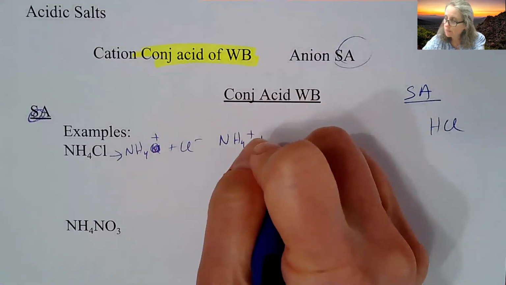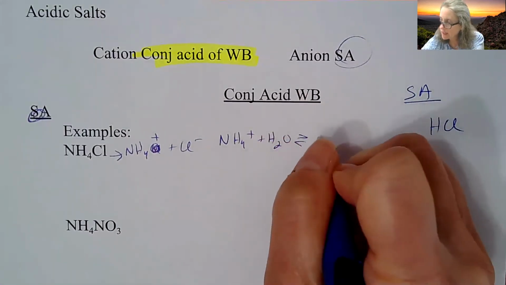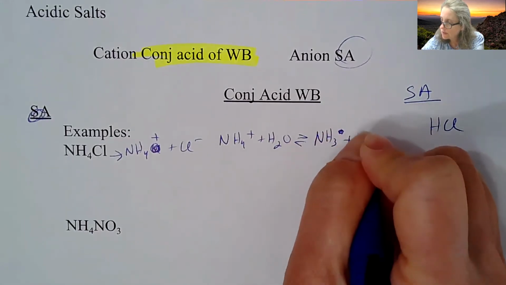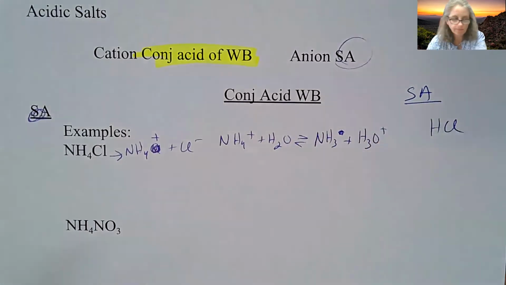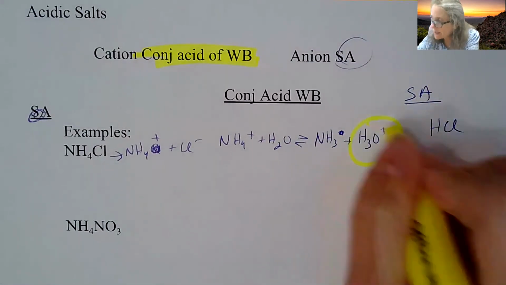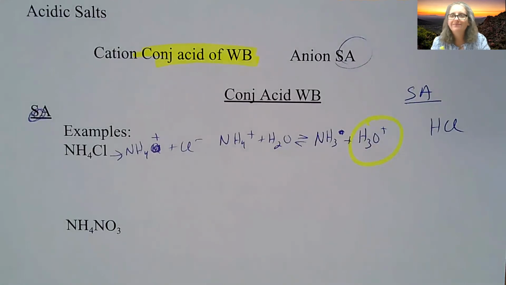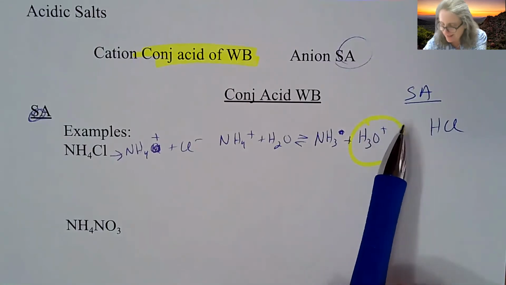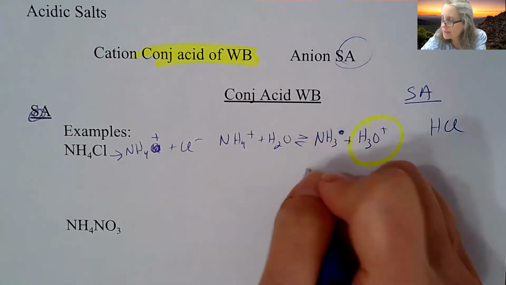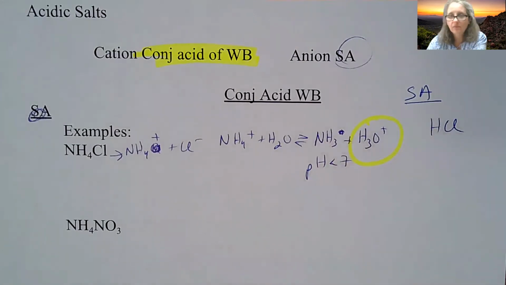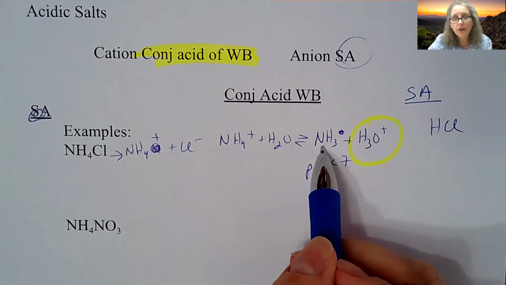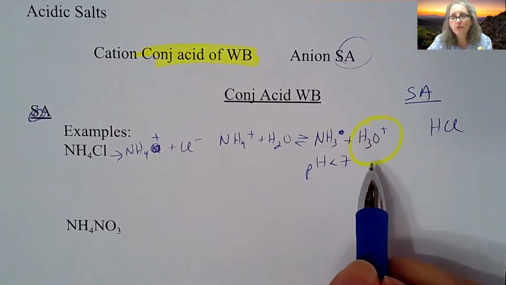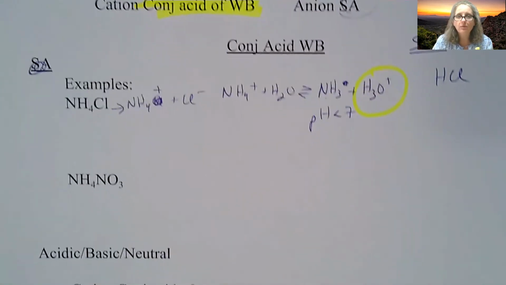So what does NH4 plus do in water? Well, it's at equilibrium. It's going to donate that H plus to make hydronium ion. This hydronium ion, H3O plus, is going to make the pH less than 7. Yes, you do produce ammonia, and ammonia would act like a base, but the predominant species in the first equilibrium is going to be that hydronium ion.